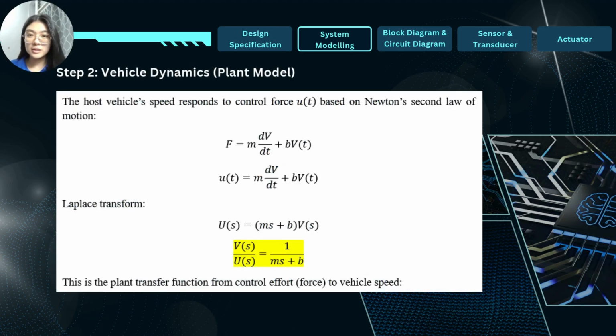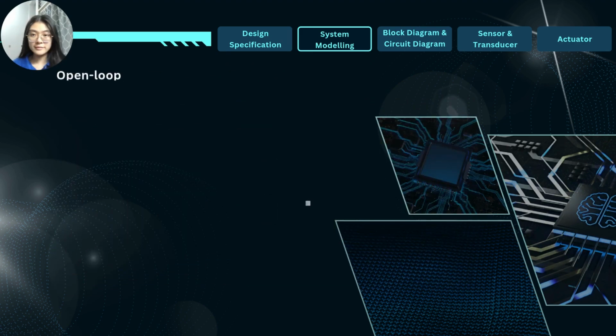Next, we will derive the transfer function of the plant model based on Newton's second law of motion, which is F equals ma. Through the derivation, we get the transfer function from control force to vehicle speed, which is 1 over (ms + b), where m is mass, while b is the damping or friction.